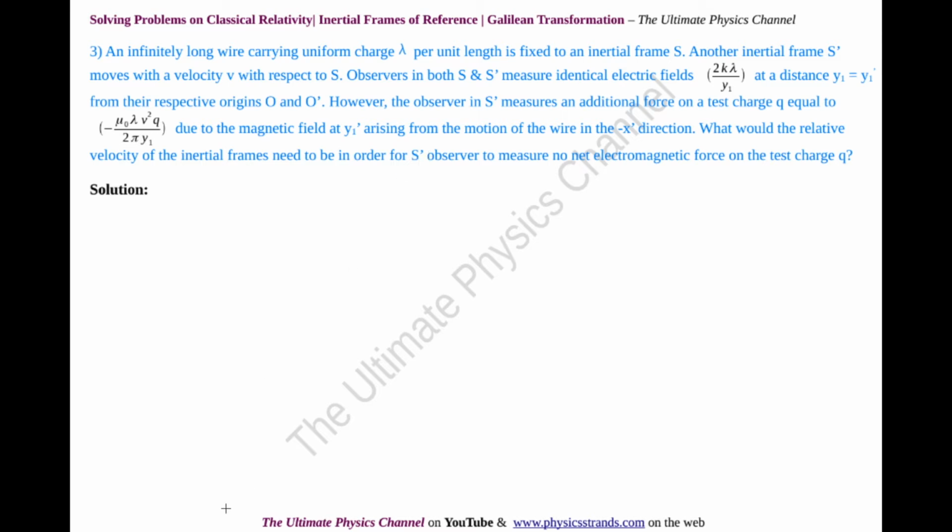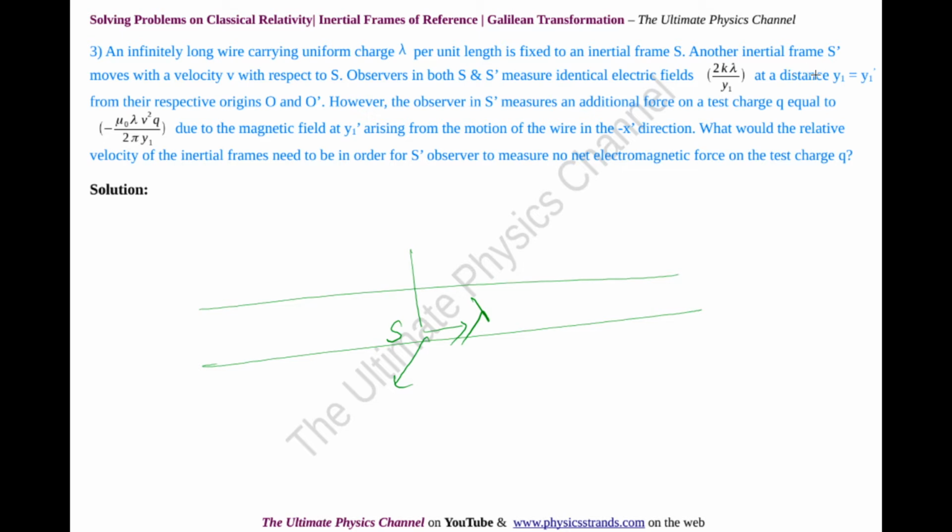Right. This problem tells us that an infinitely long wire carrying uniform charge lambda per unit length is fixed to an inertial frame S. So let's try to just draw a diagram for this. We have an infinitely long wire, so let me draw a long wire, right? And it is carrying a uniform charge lambda per unit length. It is fixed to an inertial frame, let's say an inertial frame S here.